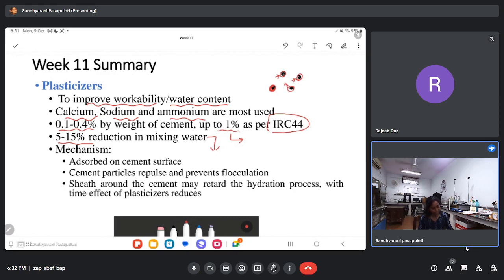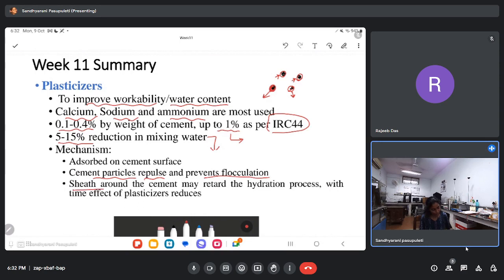So what happens when they repel? They move in different directions. This one will move in this direction, this one in that direction. Thereby we are eliminating the coagulation or flocculation. We are making the cement particles segregated, not letting them come closer, so we can easily mix. The cement particles repel, and thereby flocculation can be prevented.